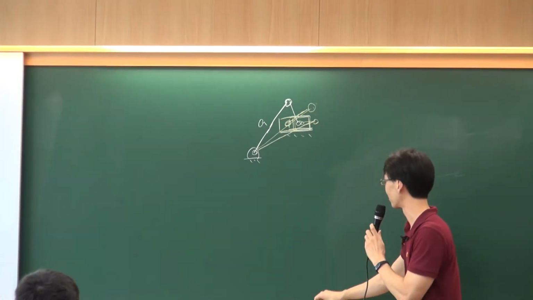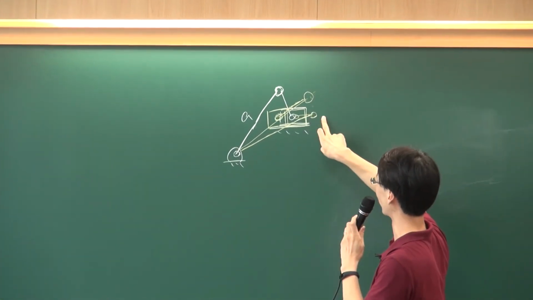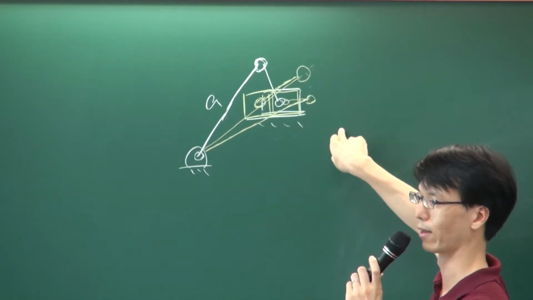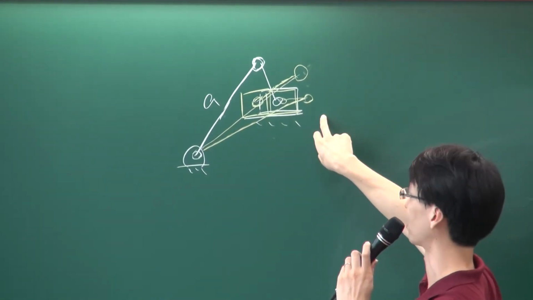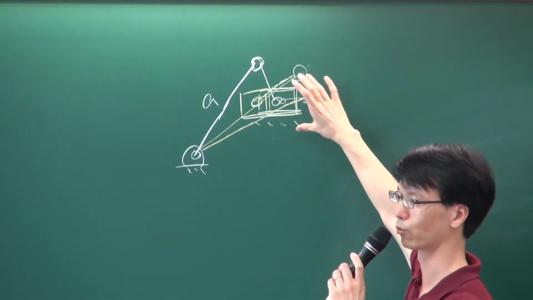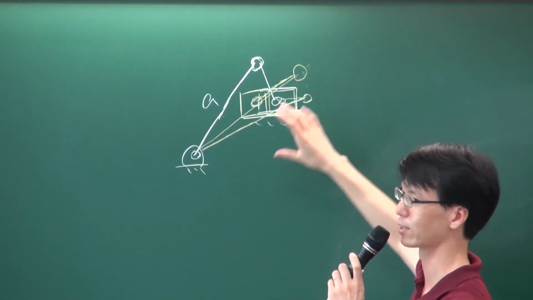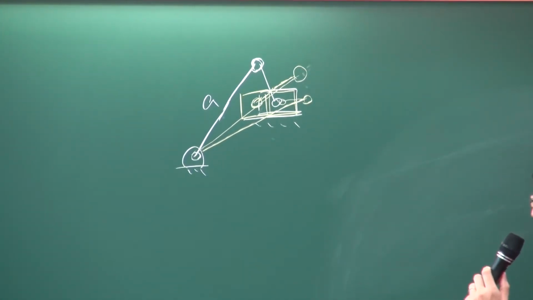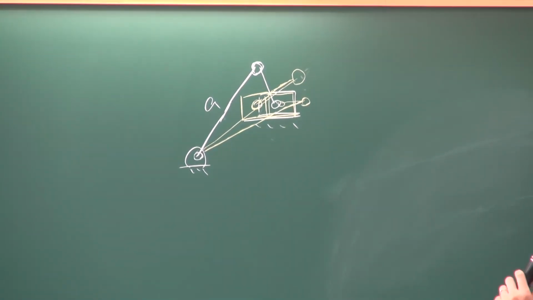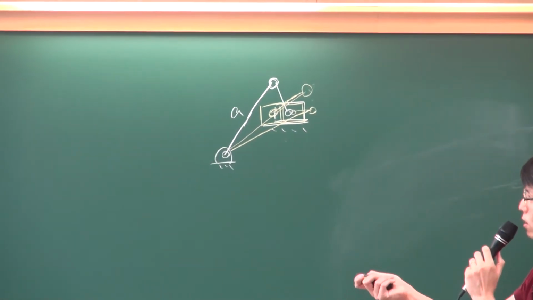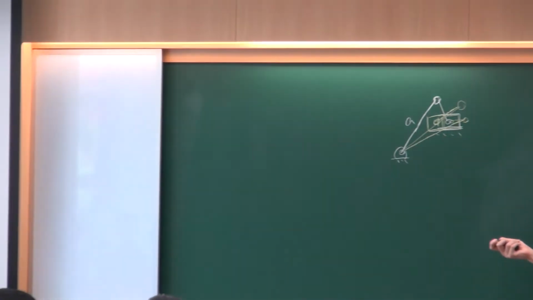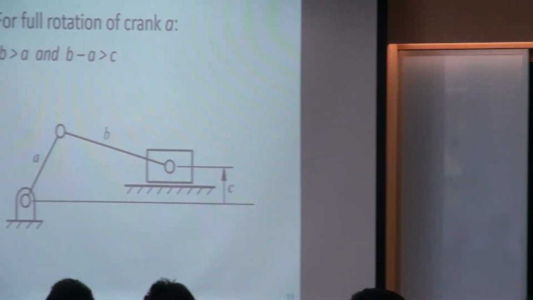Sorry, it's a bit messy here. Once it goes further, you will reach a certain point. Then it can no longer move anymore. You will just reach that point and get stuck there and cannot do further rotational motion. So to ensure your crank slider or slider crank performs a rotational motion, we must satisfy these two inequalities.